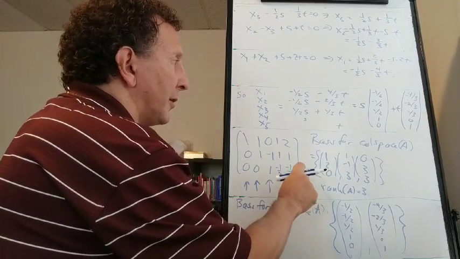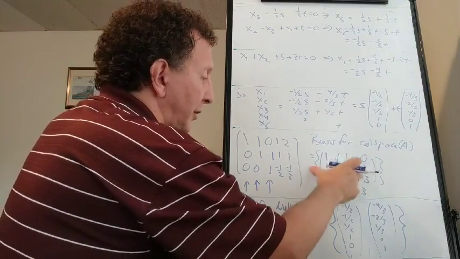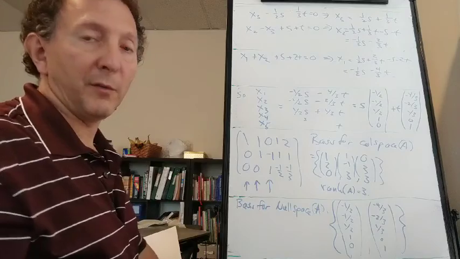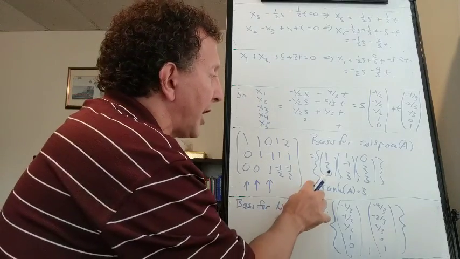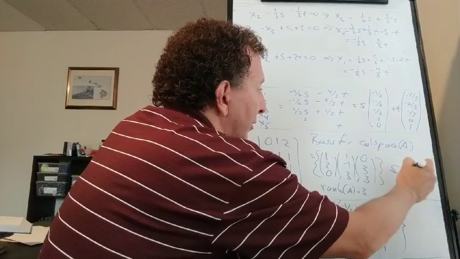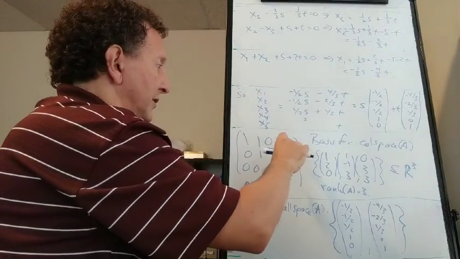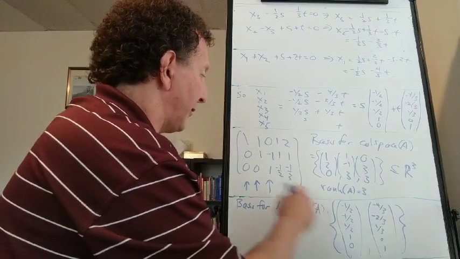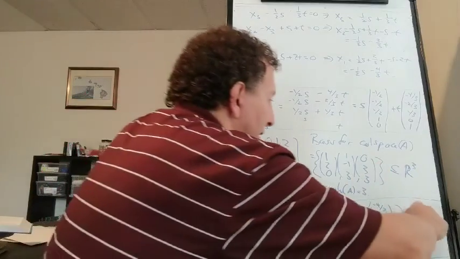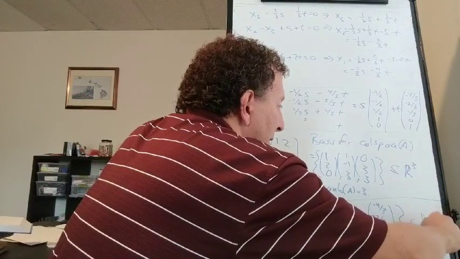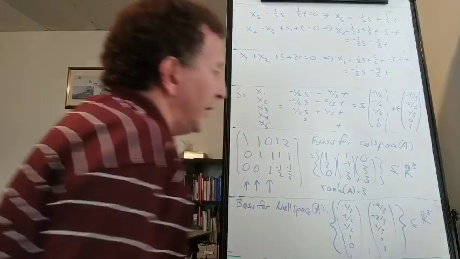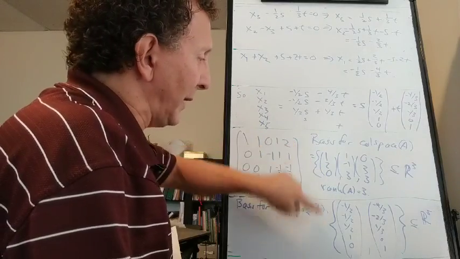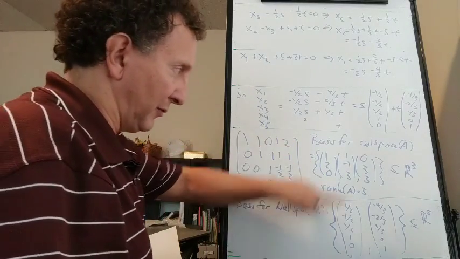Now notice the column space has dimension 3, the null space has dimension 2. 3 plus 2 is 5, which is the number of columns of the matrix A. But the column space is a subspace of R3, which is how tall the columns are, and the null space is a subspace of R5, which is how long the rows are. So even though 3 plus 2 add up to 5, these are not subspaces of the same space. They're subspaces of different spaces.